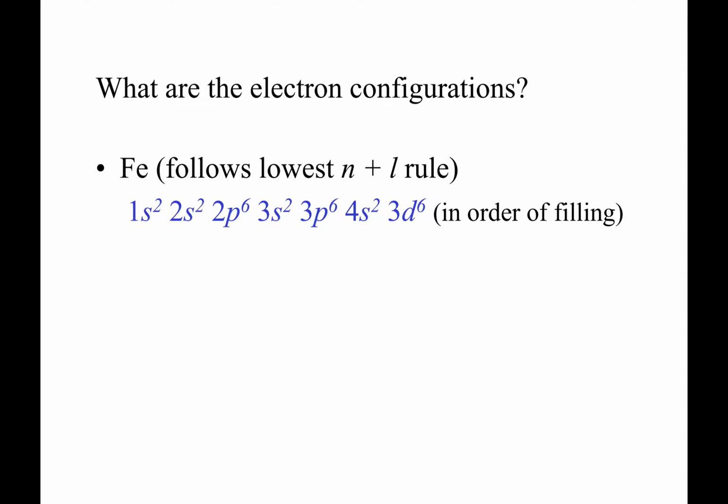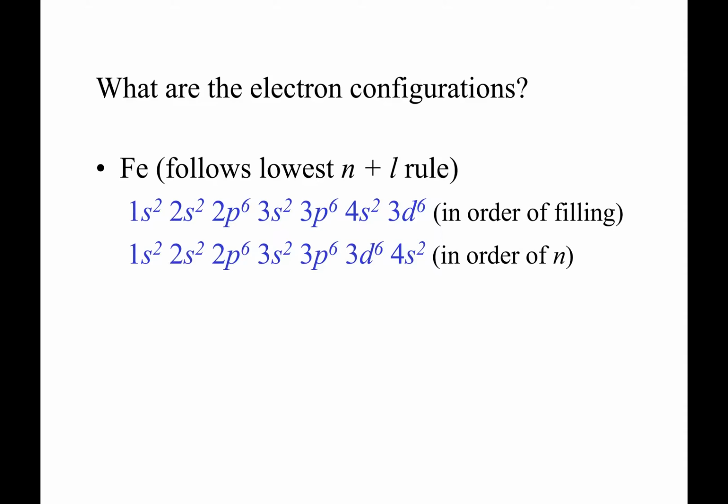But you don't have to do this, you may already have it in your notes: in order to emphasize the highest n, we can unscramble them in order of increasing n. If we do that, we see that the really important ones here are in the 4s subshell. 2 electrons in the 4s subshell. So we have 2 valence electrons.